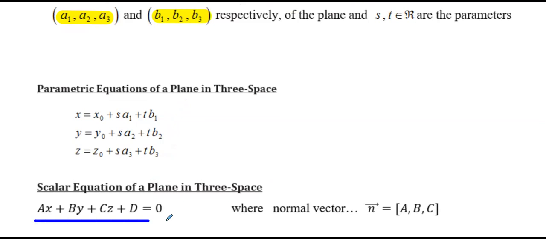And it looks like this. Obviously you can look online to get proofs and whatnot, but we're going to just jump right into it. And much like the line, the normal vector of the plane is the coefficients listed for the X, Y, and the Z variables in the equation.